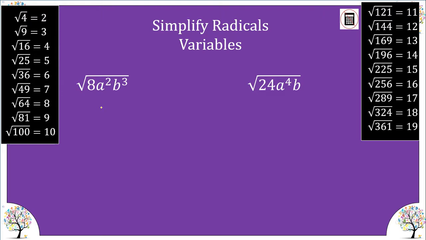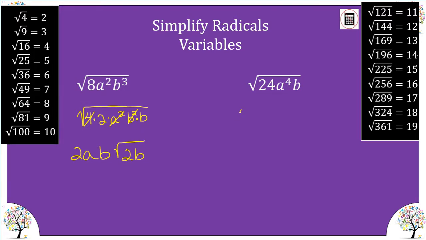Now let's take a look when we have variables. So no big deal. I'm just going to rewrite this. We know 8 can break down into 4 times 2. I'm going to rewrite these into perfect squares. A squared is perfect. B to the third can be broken down into B squared times B to the first. So I'm just rewriting an equivalent expression. Now I'm going to take the square root of 4. I get 2. I'm going to take the square root of A squared. That gives me A because taking the square root just undoes something squared. When I take the square root of B squared, I get B. And now the radicand is 2B.